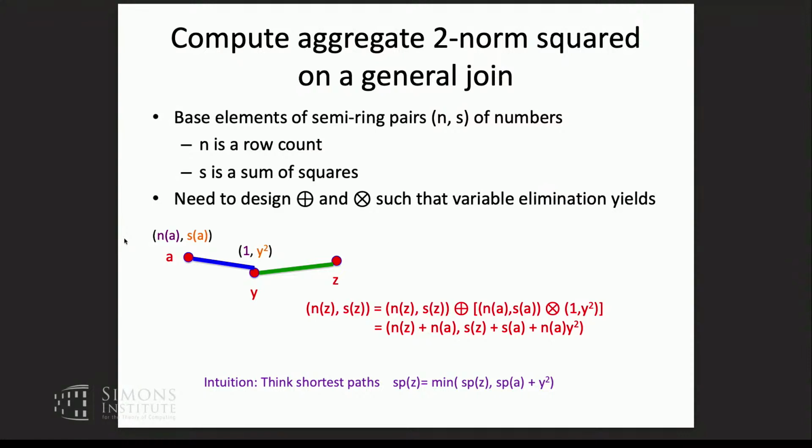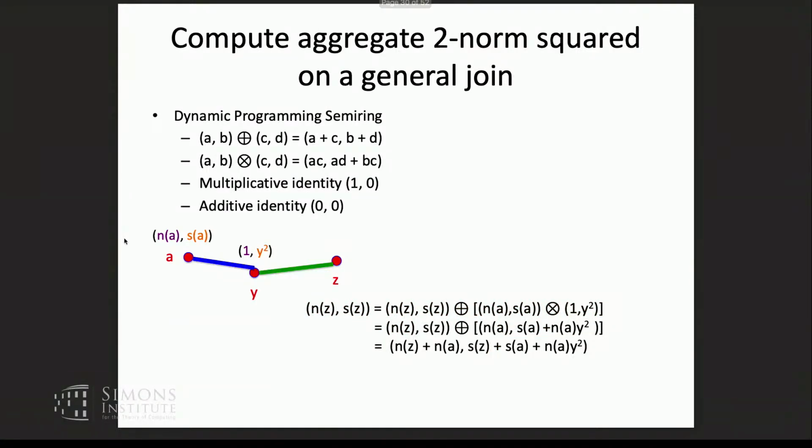The number of paths should sum, and then for the sum of the squares I have to add NA copies of y squared. So my goal is to design a semi-ring plus and a semi-ring product so that this gives me the answer that I want. If you play around with this for a while, it turns out that this is the right thing to do.